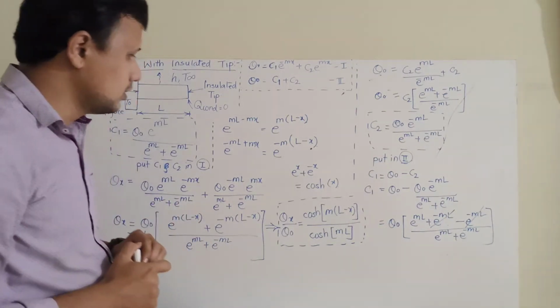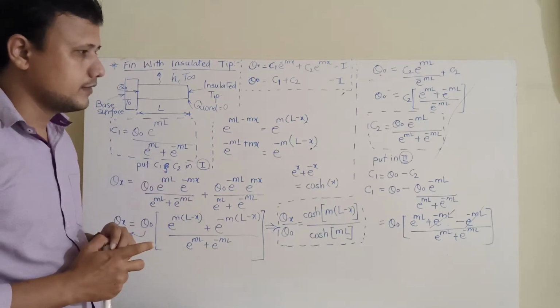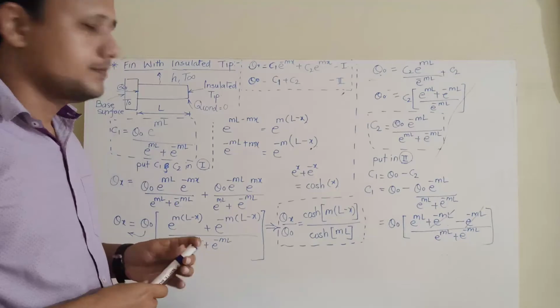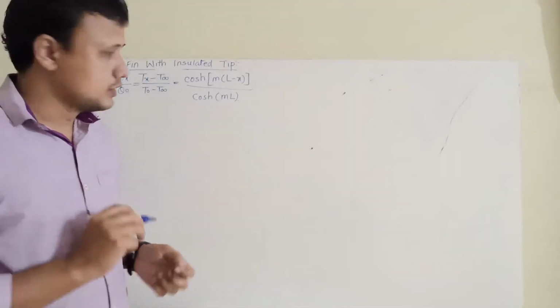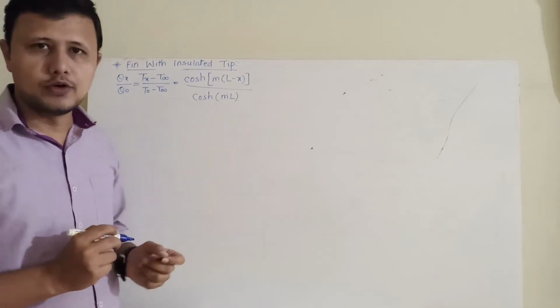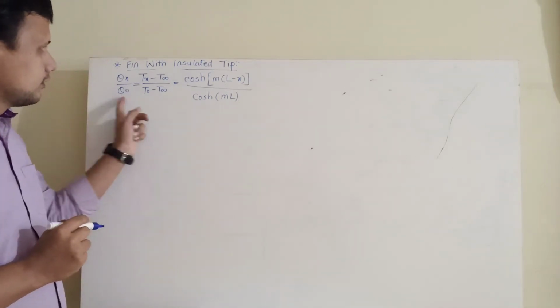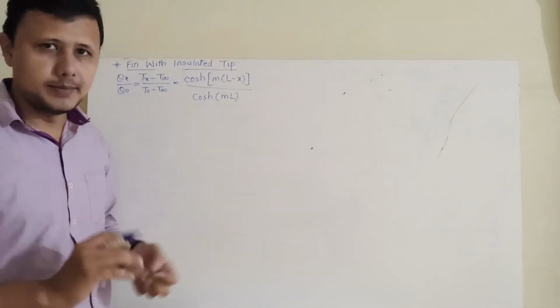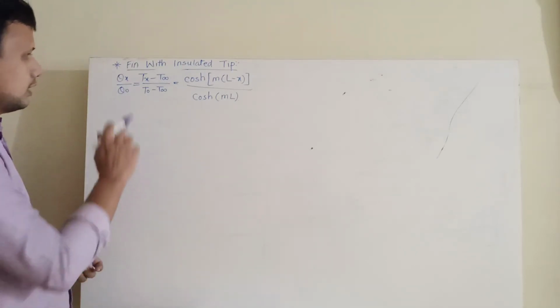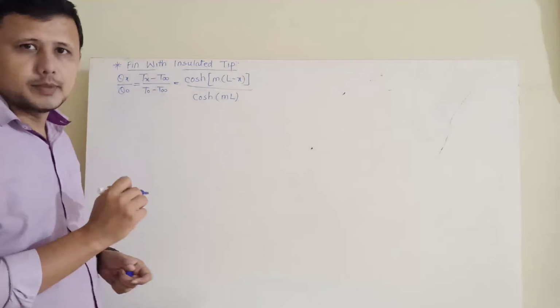Now, the second part of this derivation is determination of heat transfer. So I have cleared the board and I have written the temperature distribution again for your information. So the first objective of this derivation is complete. We have determined the temperature distribution. Okay, now our objective is to determine the rate of heat transfer.